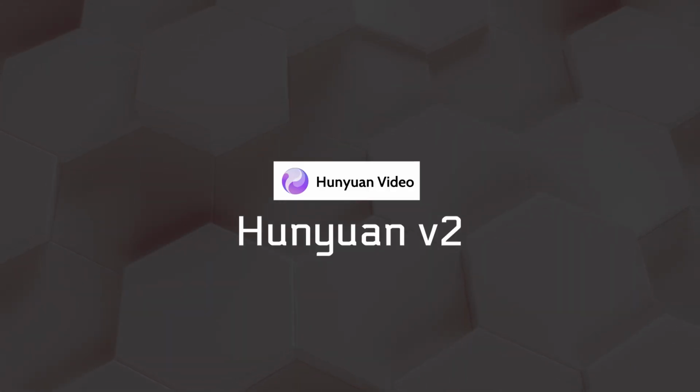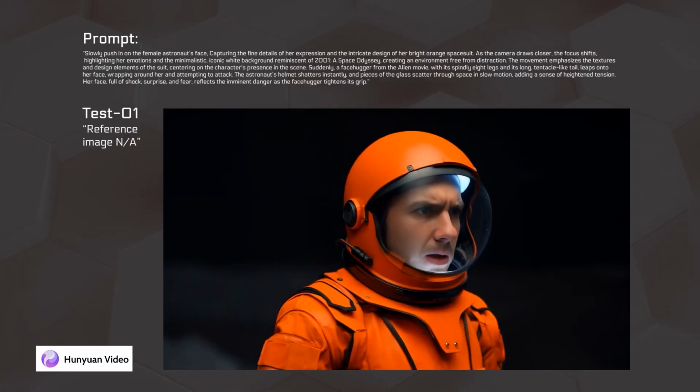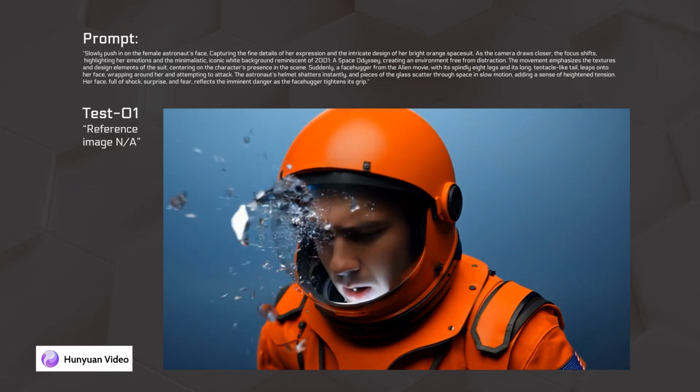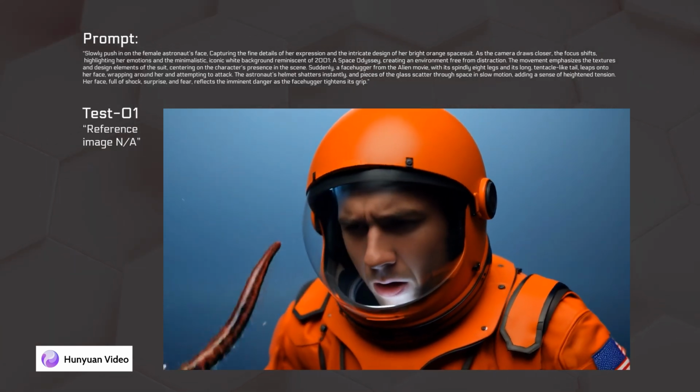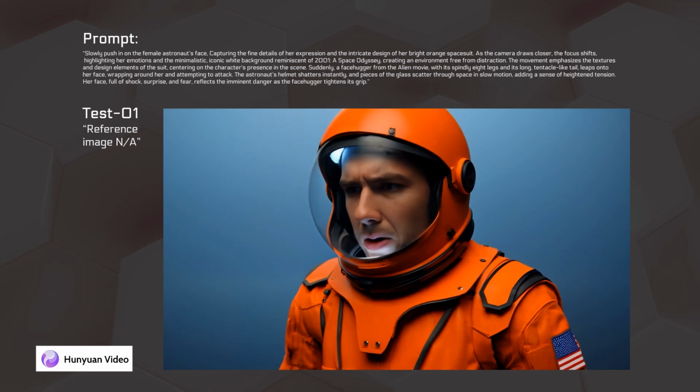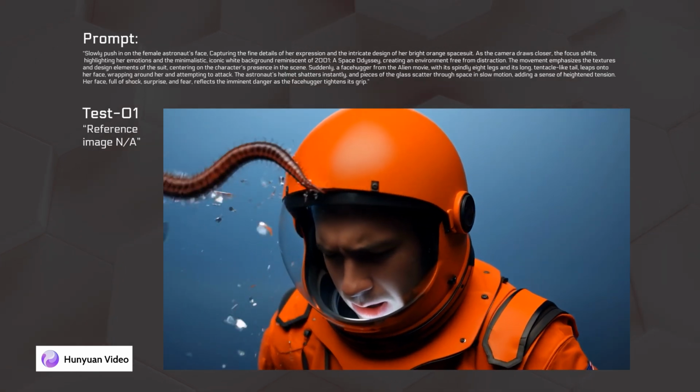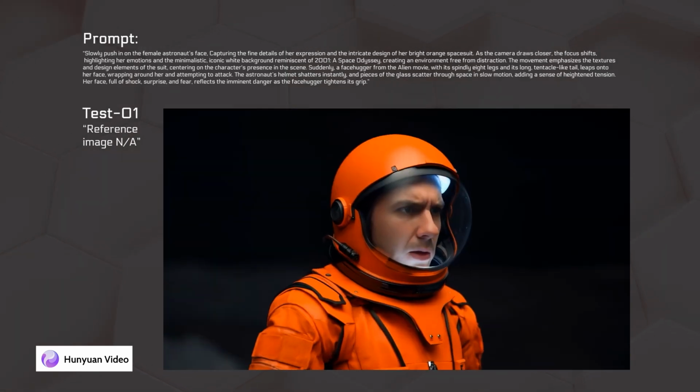After that, I tried Hunyuan V2. First test, Hunyuan took my prompt and turned my character into Nicolas Cage. Then, for reasons beyond human understanding, he started vomiting glasses and tentacles through his helmet. Truly a cinematic masterpiece.